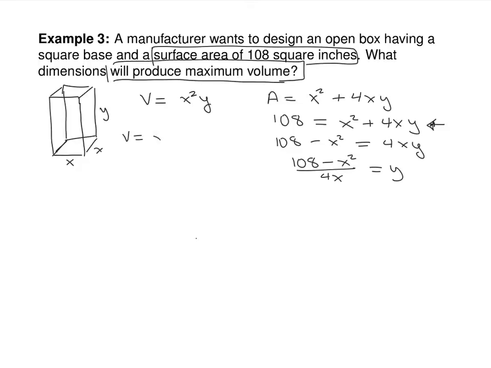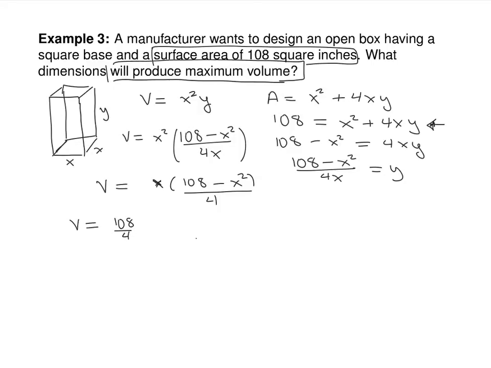So v equals x squared times 108 minus x squared over 4x. And if at all possible, avoid the use of the product and quotient rule by simplifying. Okay? So what can you cancel? You cancel an x, we'll have x times 108 minus x squared over 4, or 108 over 4 times x minus 1/4 x cubed.